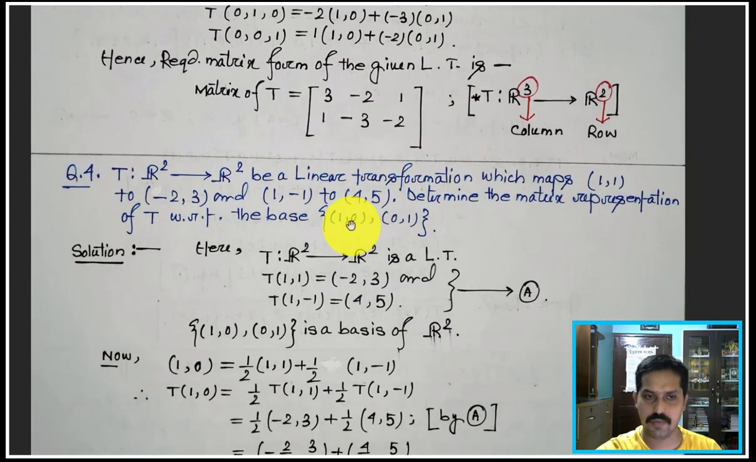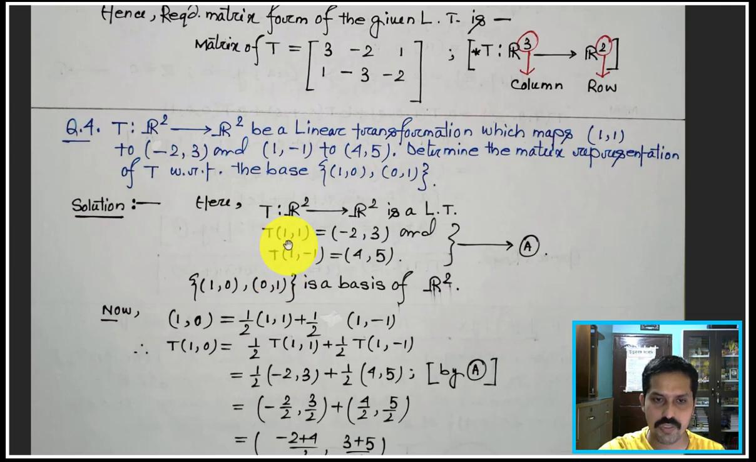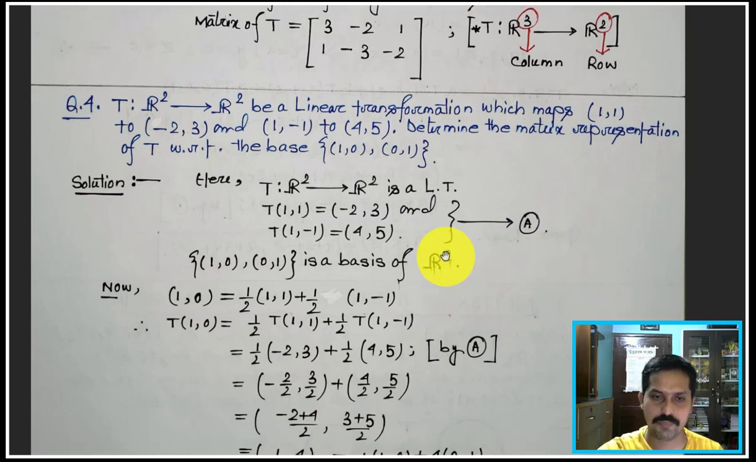Let us consider another example. Here T maps R2 to R2 and is a linear transformation which maps (1,1) to (-2,3) and (1,-1) to (4,5). Determine the matrix representation of T with respect to the basis. It is the basis for R2 as well as R2. So T of (1,1) is (-2,3) and T of (1,-1) is (4,5). These two equations are marked as equation A.